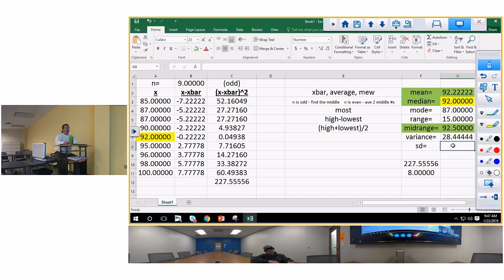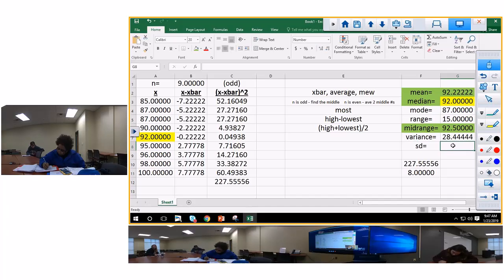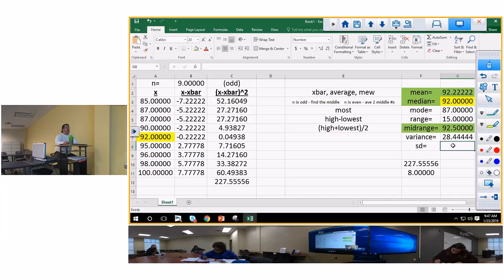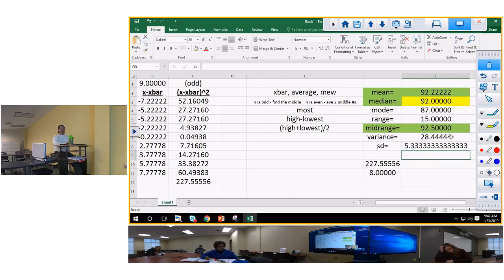Now the square root is also the number raised to the 1/2 power or the 0.5 power. You'll see me use the 0.5 power because it's easier. So I'm going to take the variance, which is G7, and I'm going to raise that to the 0.5 power or the 1/2 power, or you can take the square root in your calculator, and that is 5.33333.